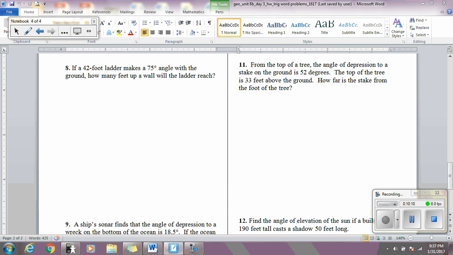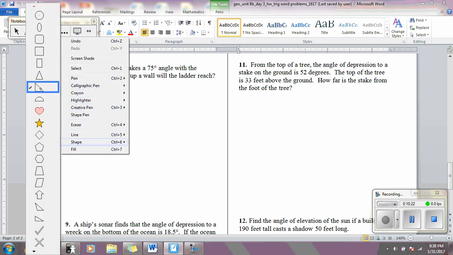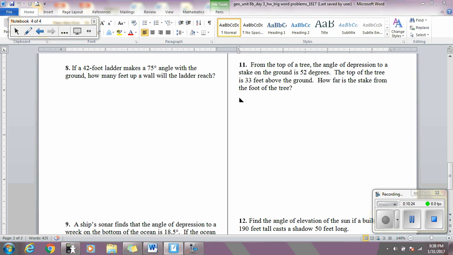Number 11. From the top of a tree, the angle of depression to a stake on the ground is 52 degrees. So let's draw this triangle. So we have our tree.